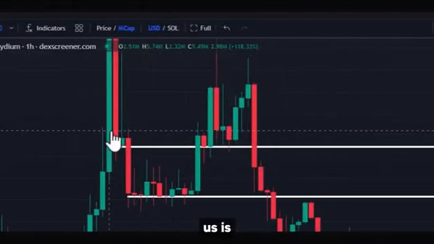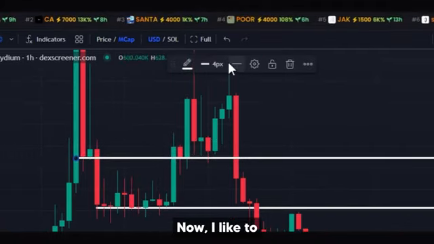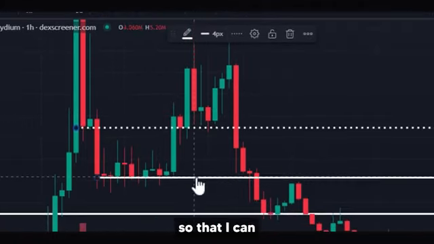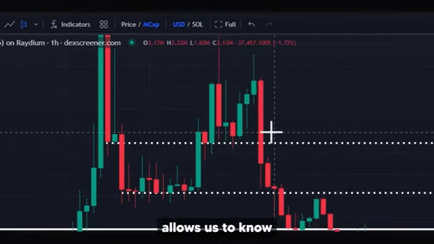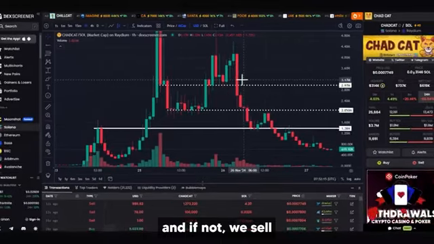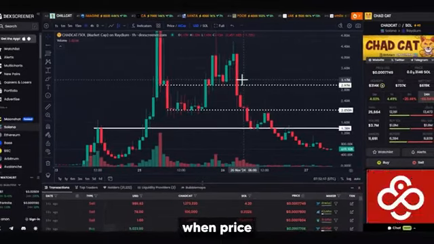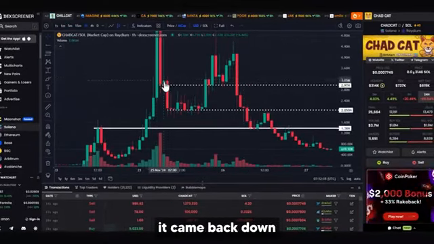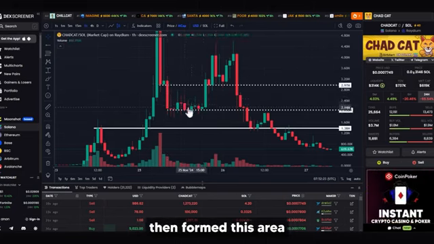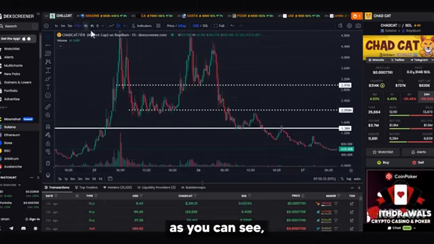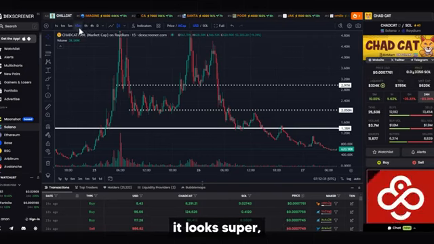Now, this gives us our support lines. I like to make these lines a little dashed so that I can see through them a bit. This is going to help us because it now allows us to know where price action needs to get supported. And if not, we sell underneath that price. You can see right here, when price action went up first, it came back down to this line. Of course, it came down. You can see it then formed this area right here, which, as you can see when I switch to the 15-minute chart, looks super, super different.